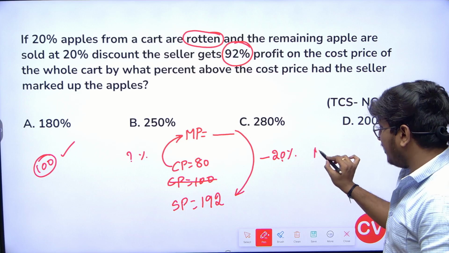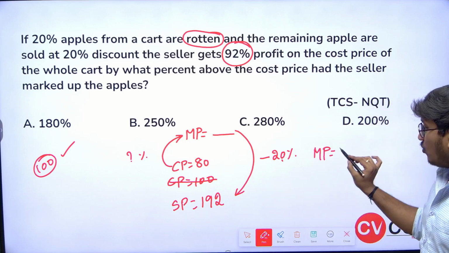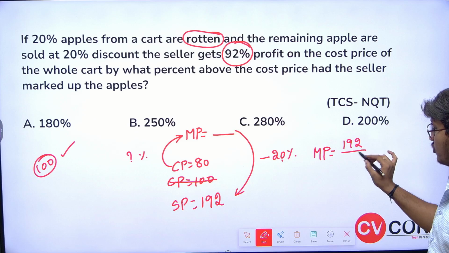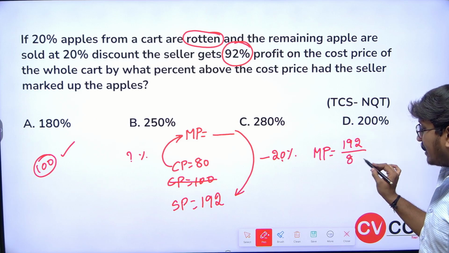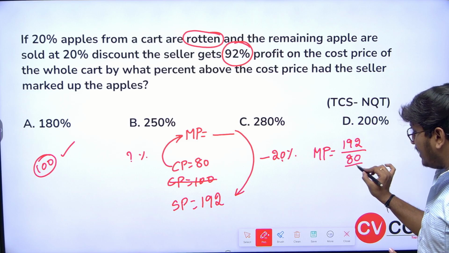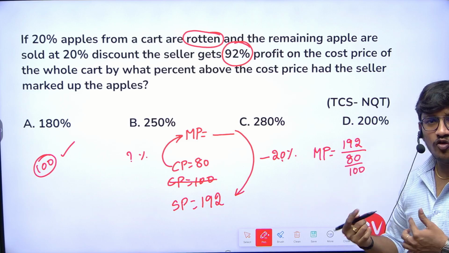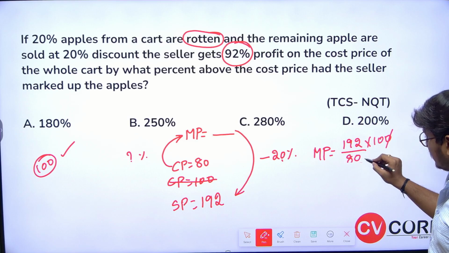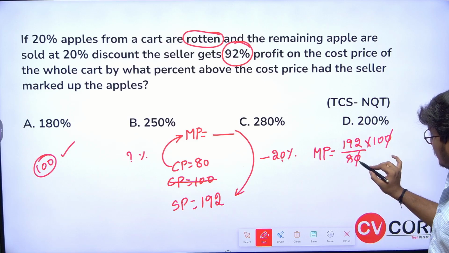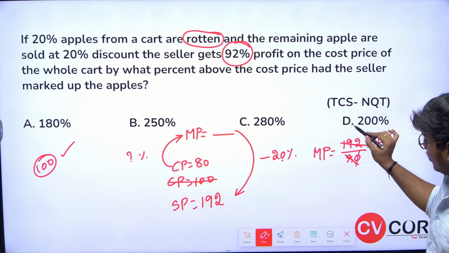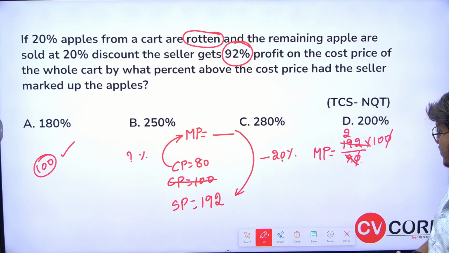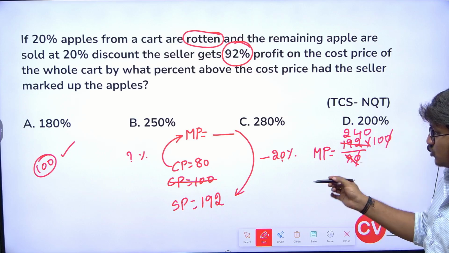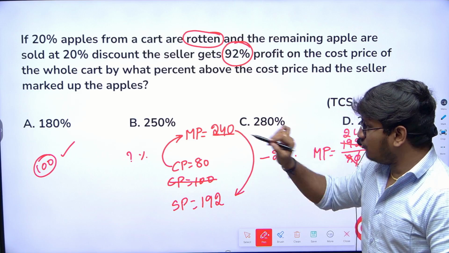As I said, the same shortcut: market price is equal to selling price divided by... 192 divided by 20% is given, so how much is left out? 80%. Can I write it as 80 by 100, or 0.8, or 4 by 5? It's your wish. If I take this 100 to the numerator, the zeros cancel. 8 2's are 16, 8 4's are 32, one more 0 is left out. So obviously the market price is 240 rupees.